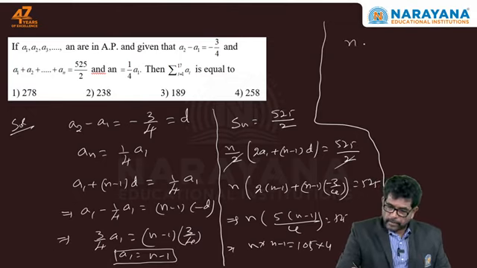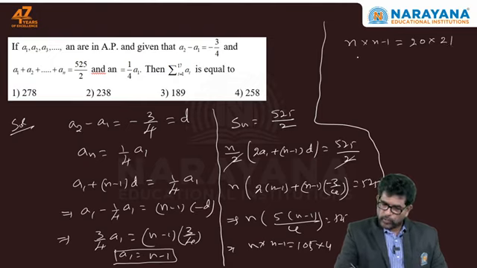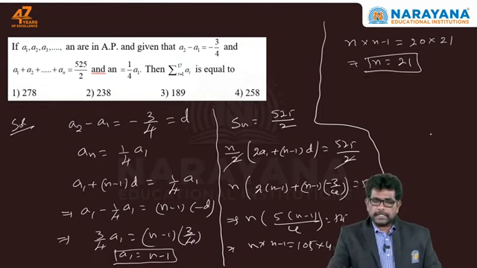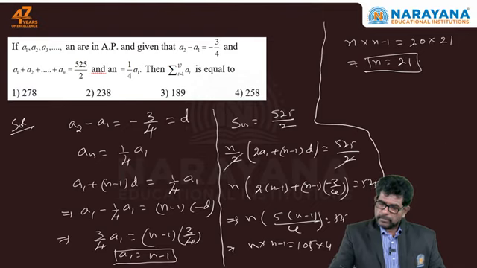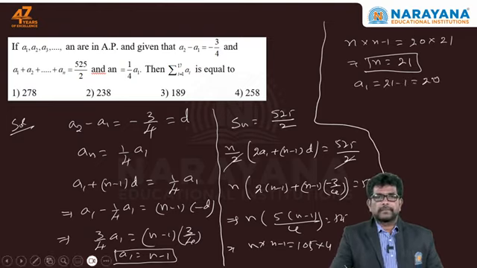Now n into n minus 1 is equal to, we are going to write this one as 20 into 21. That is, n is equal to 21. The total number of terms in the given sequence is 21. Now, from n is equal to 21, we are able to calculate A1. A1 is equal to 21 minus 1, which is 20.